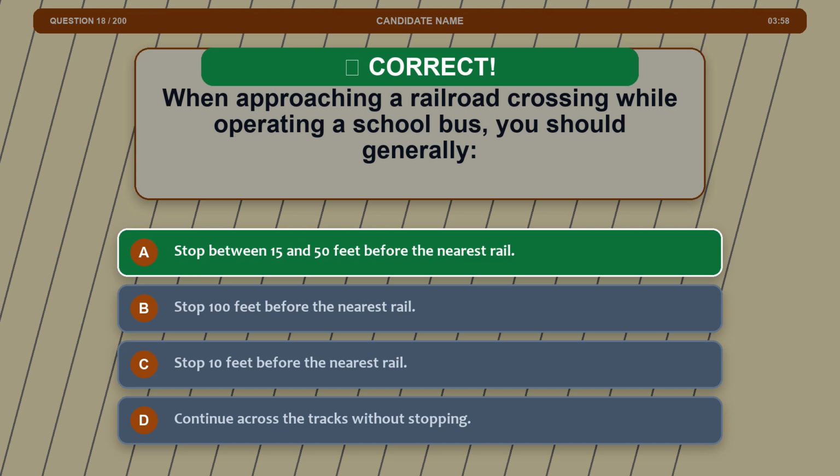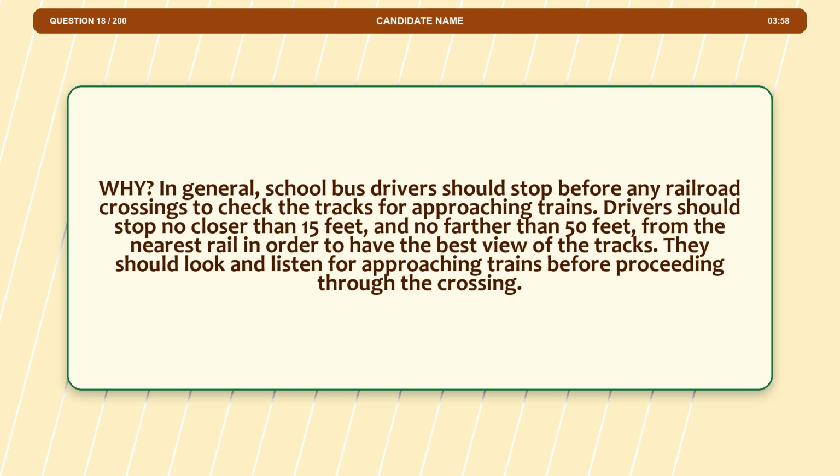The correct answer is option A. Stop between 15 and 50 feet before the nearest rail. Explanation. In general, school bus drivers should stop before any railroad crossings to check the tracks for approaching trains. Drivers should stop no closer than 15 feet and no farther than 50 feet from the nearest rail in order to have the best view of the tracks. They should look and listen for approaching trains before proceeding through the crossing.